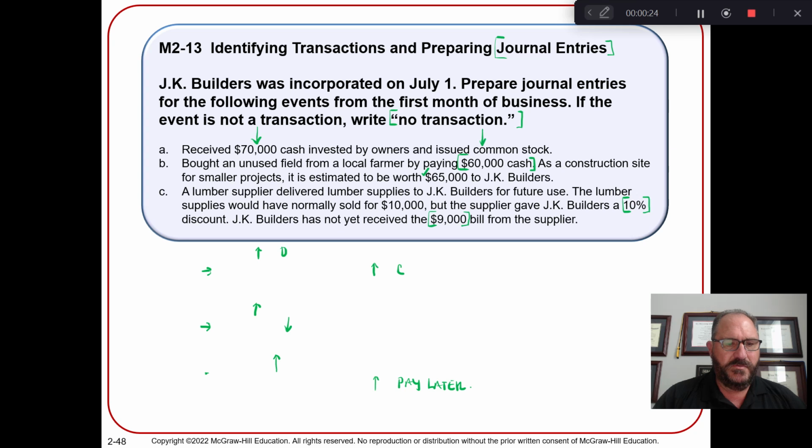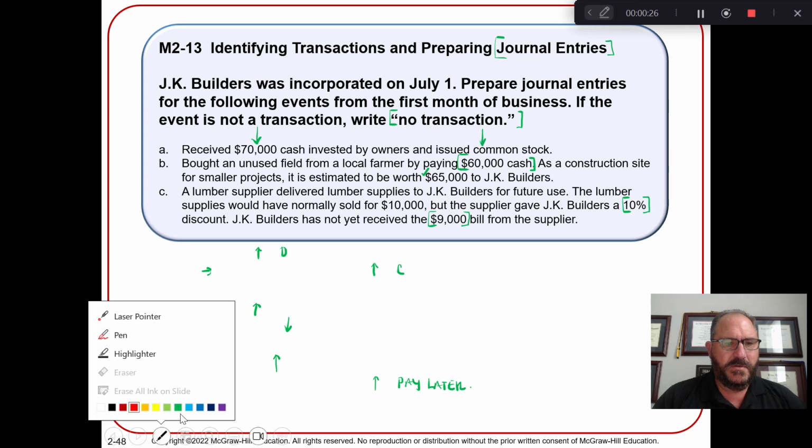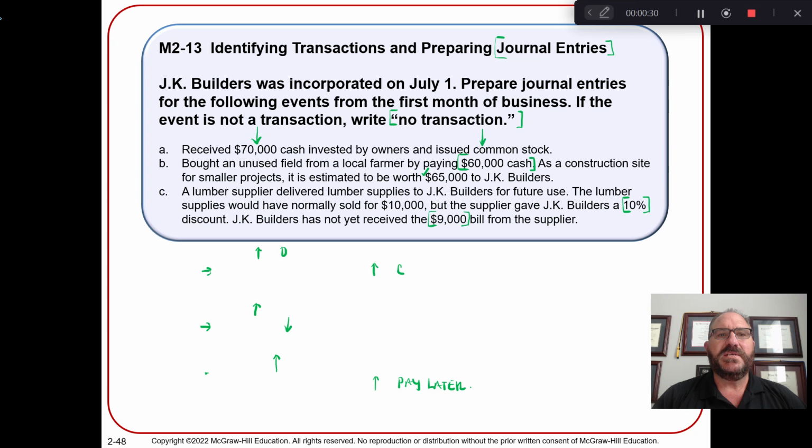All right, so let me get my pen. There we go, and we'll put it with blue. All right, so here it says JK Builders was incorporated on July 1st. It says prepare the journal entries for the following transactions for the first month of business. If an event is not a transaction, write no transaction.